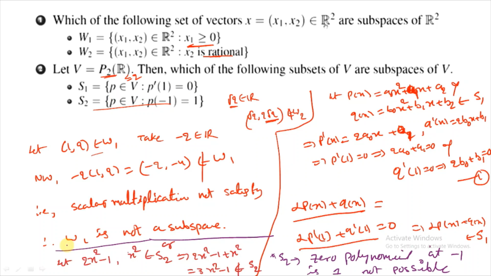You can give any one of the reasons. You can give the zero polynomial reason or any example. Not only this particular example, you can take any two polynomials in S2. A polynomial in S2 means it satisfies this condition, P(−1) equal to 1. Take those polynomials and check whether vector addition is satisfied or not. If vector addition and scalar multiplication are satisfied, it's a subspace. Suppose vector addition fails, it's not a subspace.